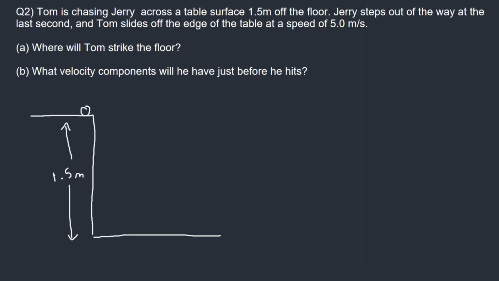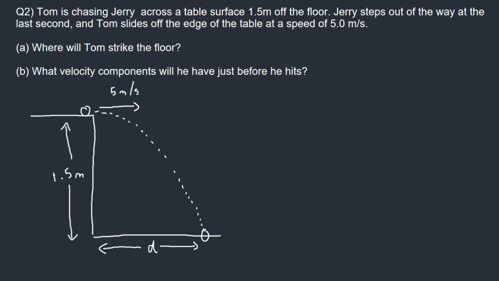We know that Tom is traveling with a speed of 5 meters per second in this direction. Since it has a direction, we can say that this is the velocity. So its velocity is 5 meters per second. Based on his trajectory, he's probably going to do something like this, and so he's going to land over here, and we can represent that distance from the edge of the table as this distance d.